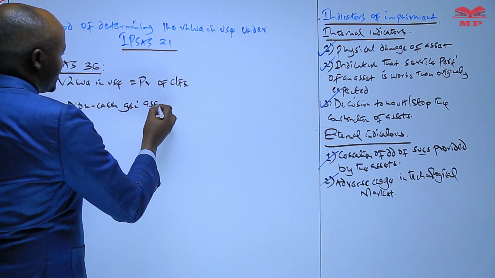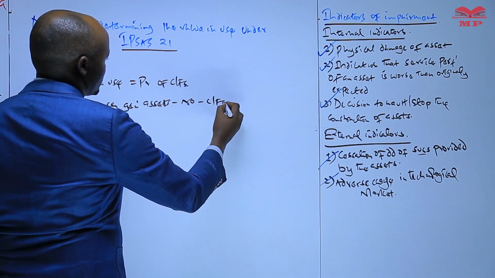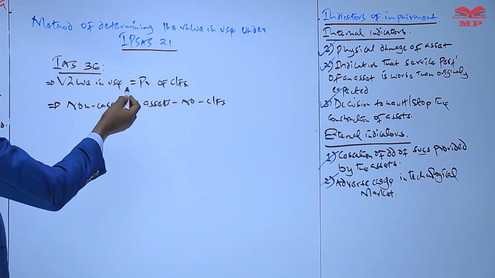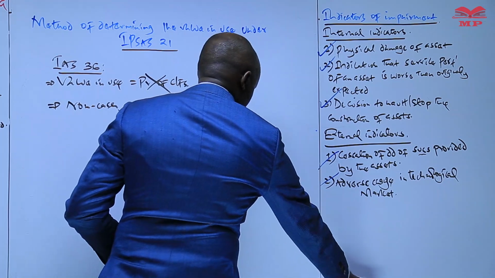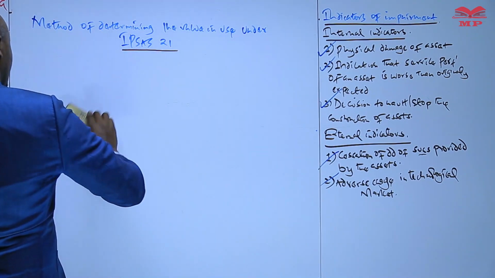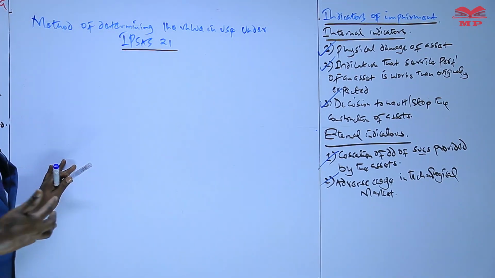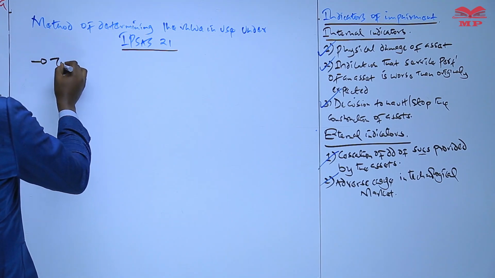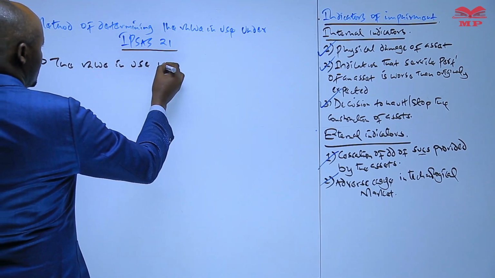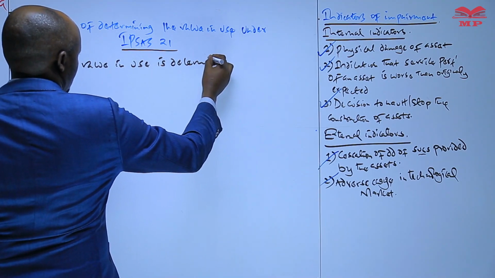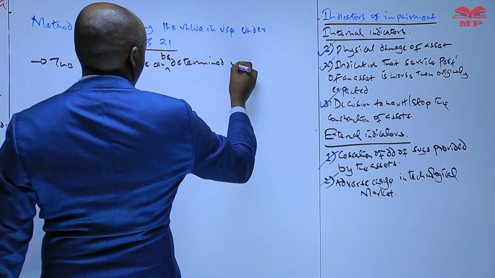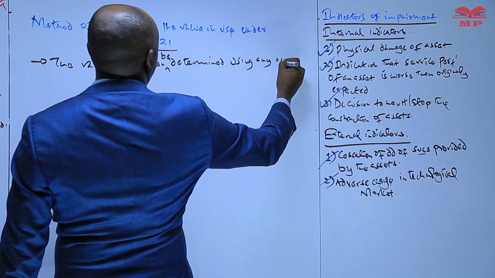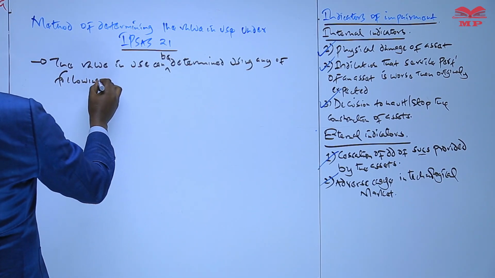But remember, IPSAS 21 deals with impairment of non-cash generating assets. So these assets do not generate any cash flows, and therefore the value in use cannot be determined by discounting cash flows generated by such an asset. What IPSAS 21 has done is provide 3 methods which may be used by a public sector entity to determine the value in use. So we can say the value in use can be determined using any of the following 3 approaches.